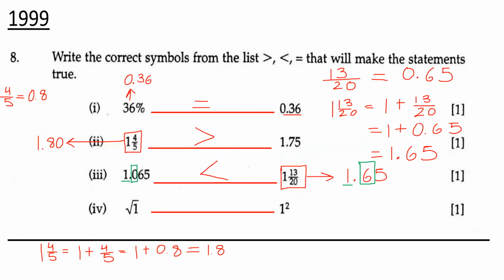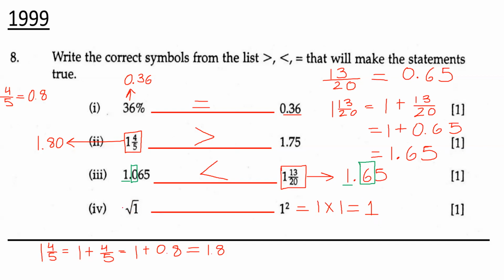Okay? All right, the last one before we end the video is the square root of 1 and 1 squared. What is 1 squared? Well, 1 squared is equal to 1 times 1, which is equal to 1. So 1 squared is equal to 1. Bear that in mind.